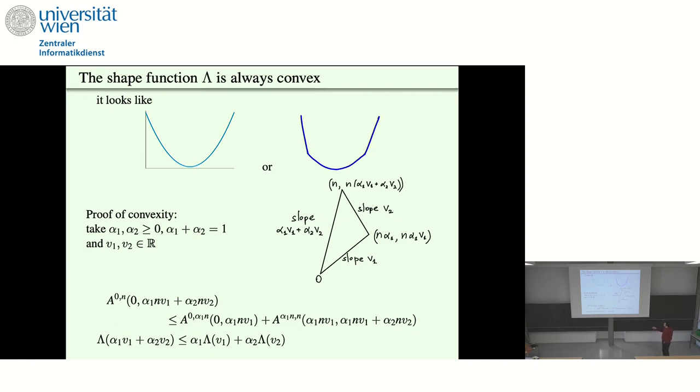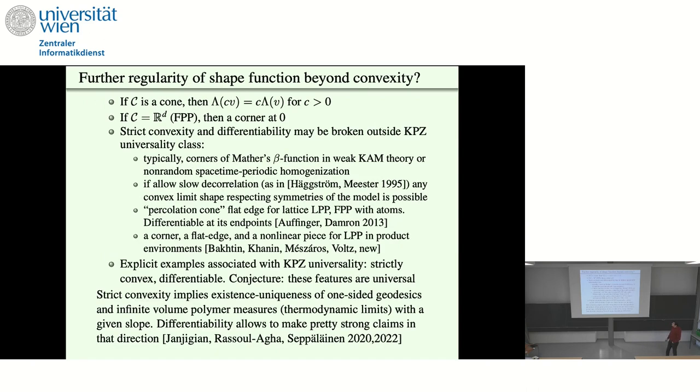They can look like this or like that. But can you say anything more than that? Convexity doesn't exclude corners or flat edges. It would be nice to show that these convex functions actually have no flat edges and corners. And it turns out that this is a tricky issue. In fact there are some exceptions to this, and I tried to list a few exceptions that are known to me.